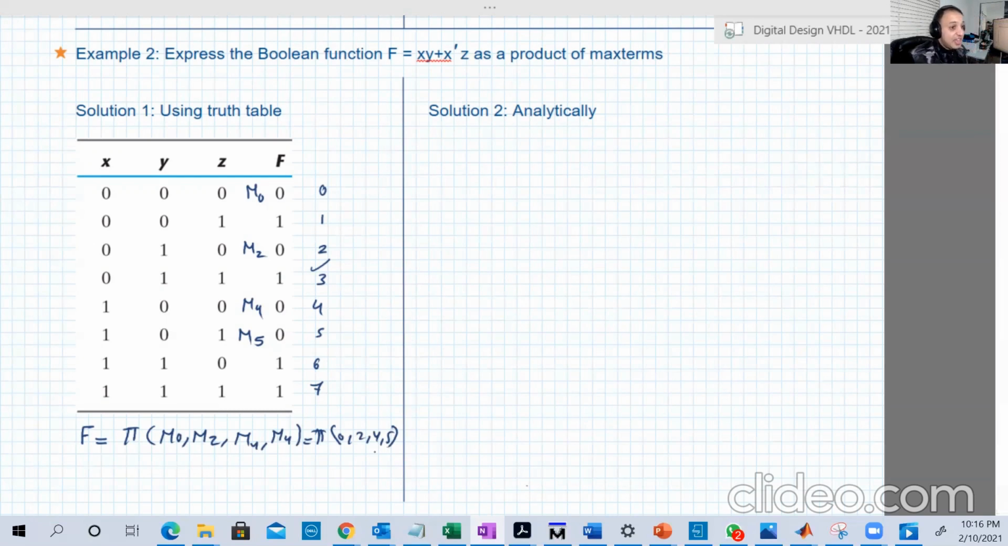Can we do that analytically? Yes, we can. But it's a little bit more complicated here than the first example. Remember the first example, F is already a sum of product. We just changed this product to min terms. But here it is a sum of product, and we need it to be a product of max terms. So first we need to convert F into a product of sum, then we convert this product of sum to a product of max terms.